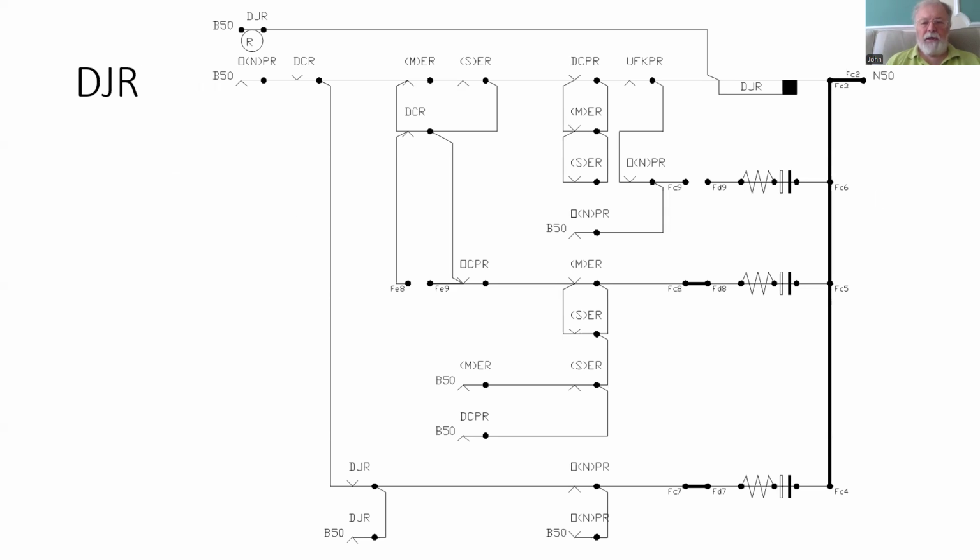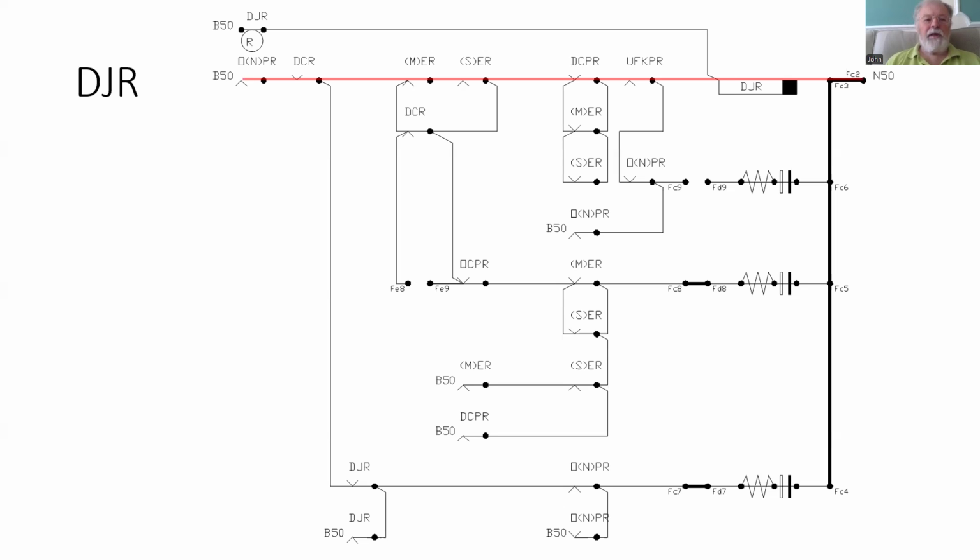So what about the DJR? Well, the DJR has quite a complicated circuit, and at different stages in the process, different paths are used. What you'll also notice is on the right, there are a number of resistor capacitor storage devices, which give it a long time delay to drop.